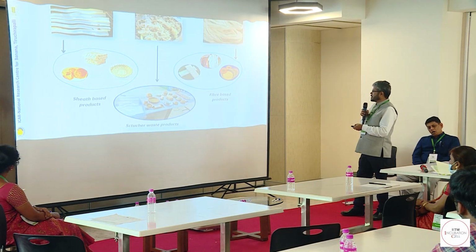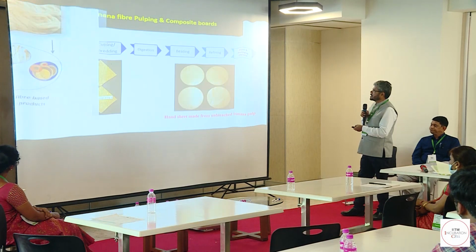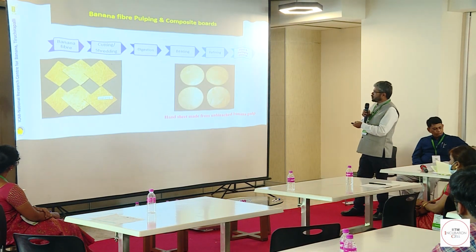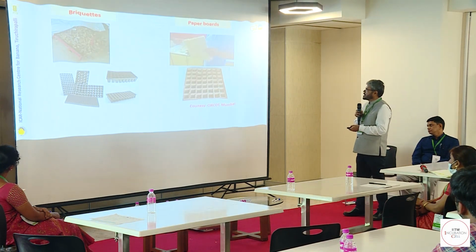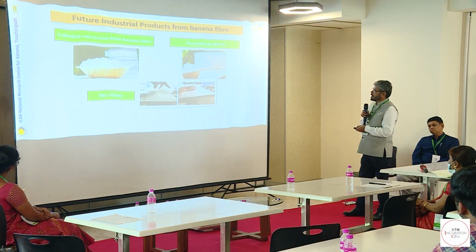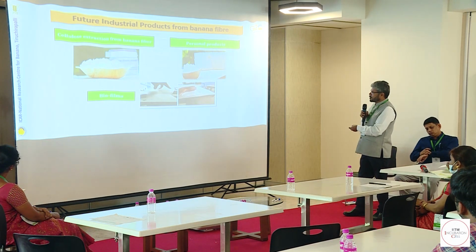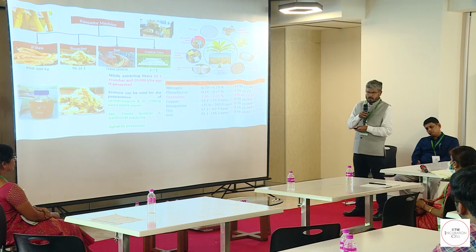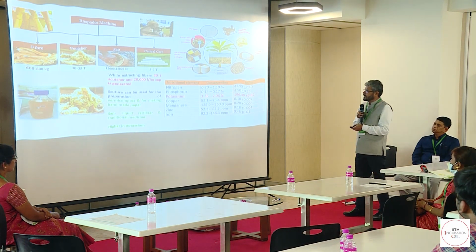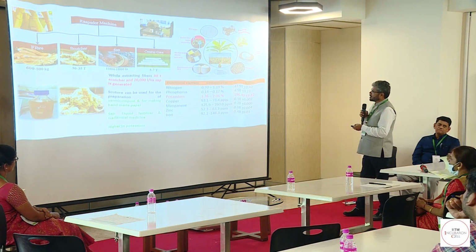Then again, sculpture-based material and fiber-based products. Then pulping and composite board; cellulose can be taken and you can make it. Then briquettes, paper boards. Then cellulose extraction from banana fiber could also be done, and in fact viscose can also be made from banana fiber, but they say it is a bit costly.